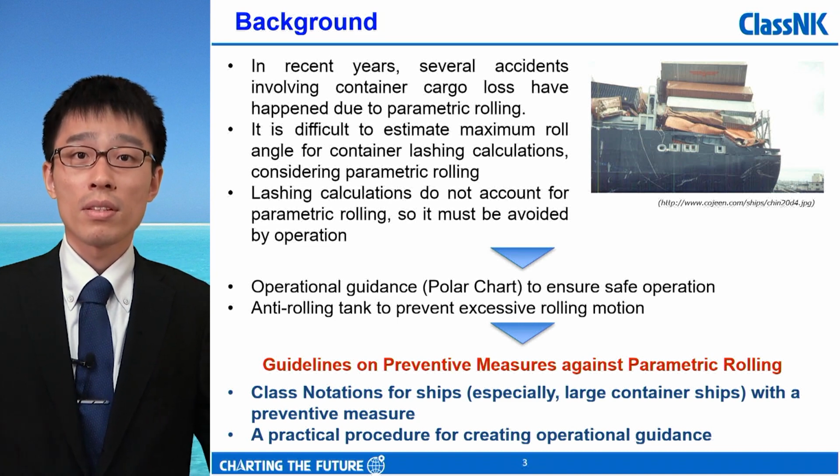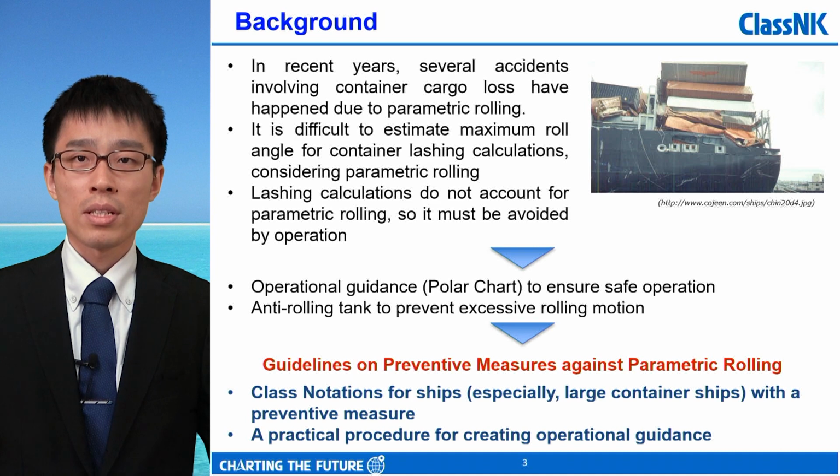To reduce the risk of parametric rolling and ensure the safety of crews and cargoes, there are some measures. Operational guidance in the form of a polar chart is one of the effective tools to avoid the dangerous sea state where parametric rolling is likely to occur. Another approach is the equipment of anti-rolling tank to prevent excessive rolling motion.